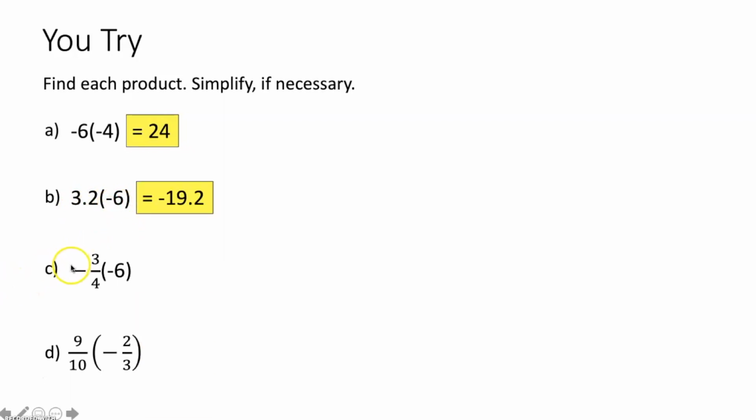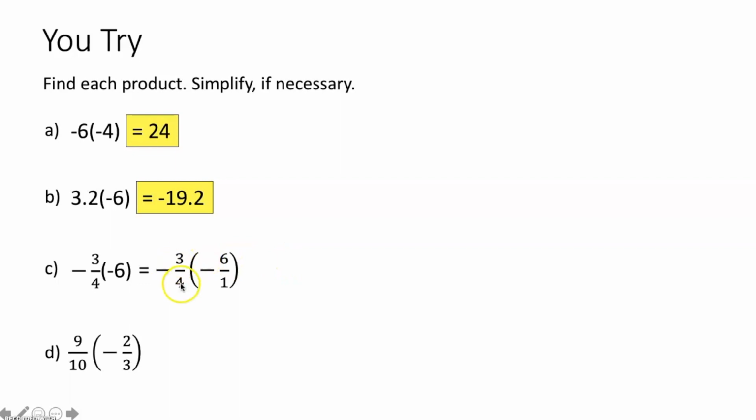Part C, we're multiplying -3/4 by -6. Again, we're multiplying a fraction by an integer here. When that happens, we need to rewrite this integer as a fraction. So we rewrite it as -6 over 1. Now you see that we're multiplying two numbers together that have the same sign. Anytime that happens, your answer, your product, is going to be positive.